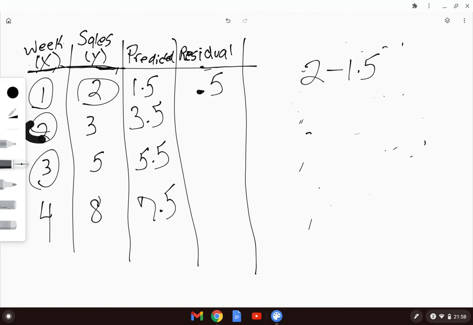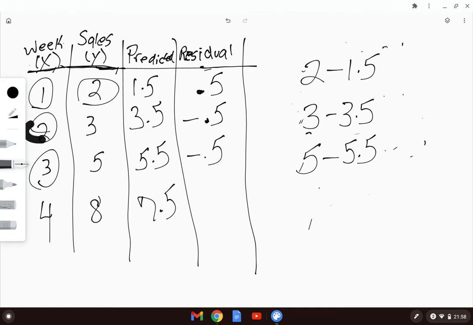So 2 minus 1.5 gives me a residual of 0.5. And then here, my 3 minus 3.5 gives me a residual of a negative 0.5. Then I have 5 minus 5.5, which gives me another residual of a negative 0.5. And then I have 8 minus 7.5, which gives me a residual of 0.5 again. All right, so those would be my residuals for this particular problem.